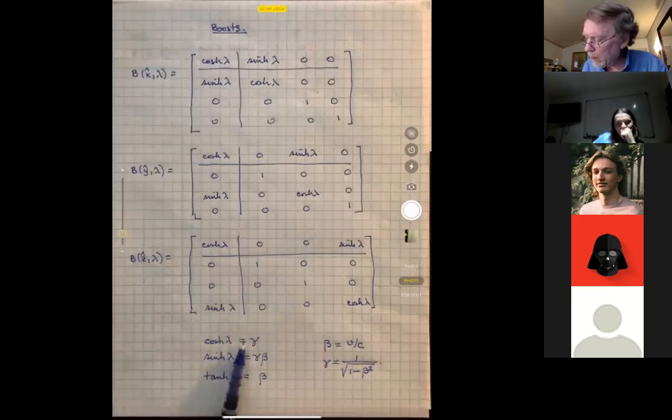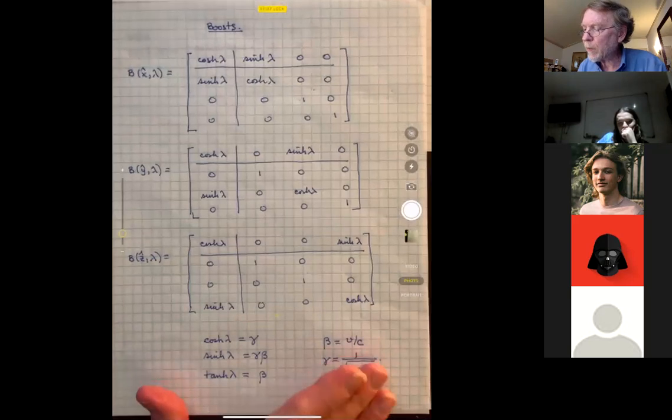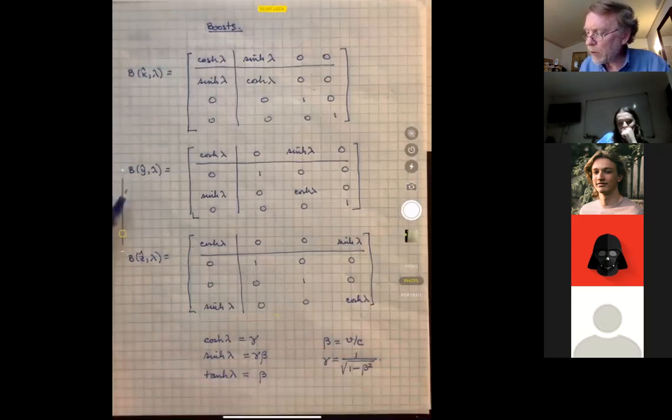Here again are the definitions of the rapidity in terms of the gamma and beta parameters, and the definitions of the gamma and beta parameters as in Jackson's book. All right. So that's a summary of boosts. These are boosts taken down the 3 coordinate axes.